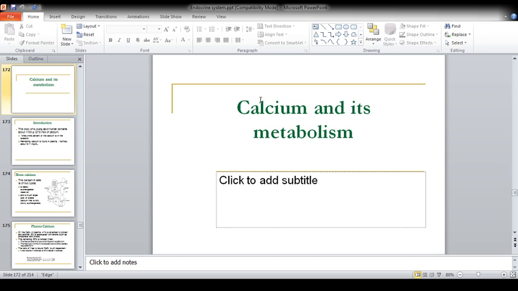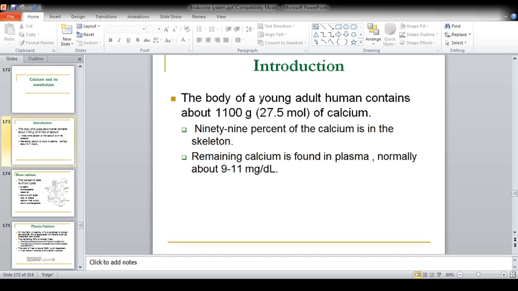So let's start with calcium and its metabolism. The body of a young adult human being contains about 1100 grams, or 27.5 moles, of calcium, and 99% of the calcium is located in the skeleton, that is the bones. The remaining calcium is found in plasma, which is normally about 9 to 11 milligram per deciliter.